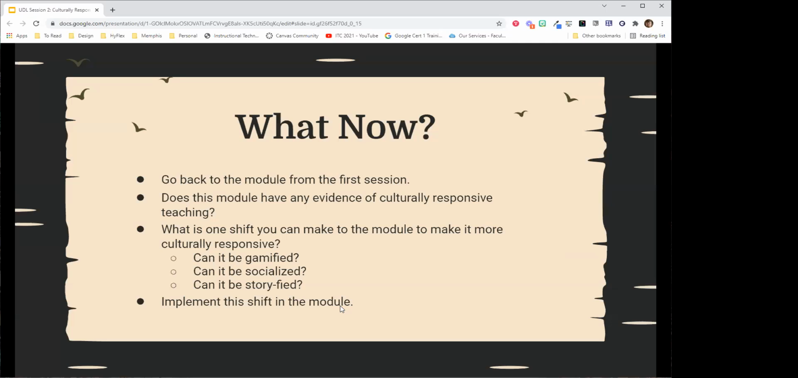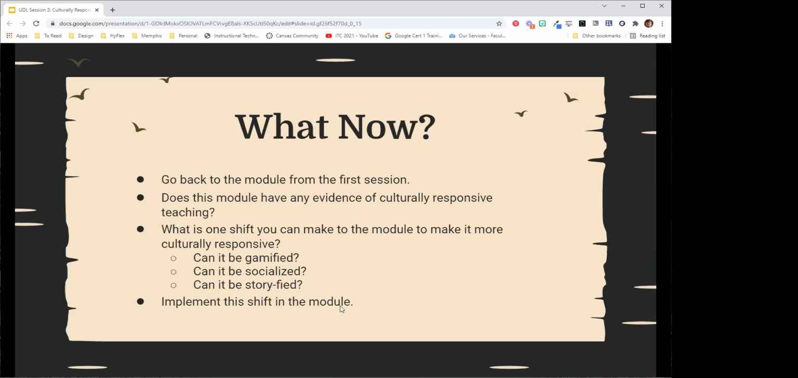So what now? What do we do next? We go back to the module from the first session. If you weren't here at our first session, that is okay. We just asked people to pick a module in their course, a learning unit, something small that we could start kind of playing with as we walk through these concepts of universal design. So we want you to ask a couple of questions. Does that module have any evidence of culturally responsive teaching?